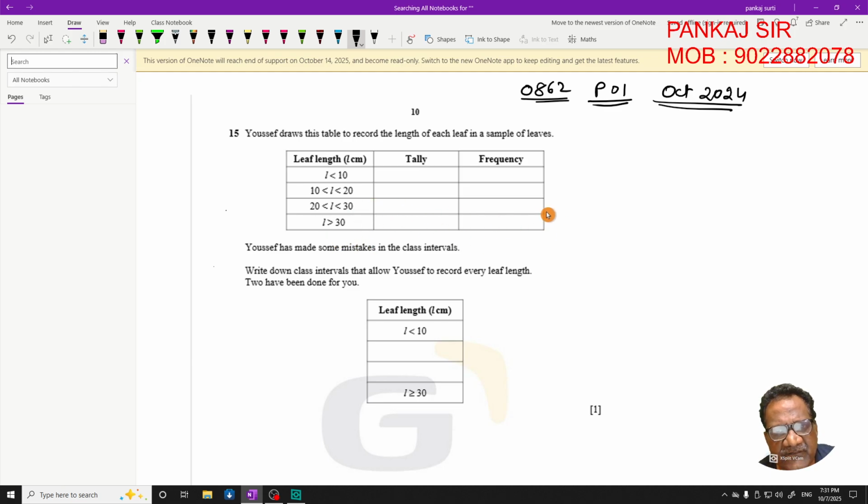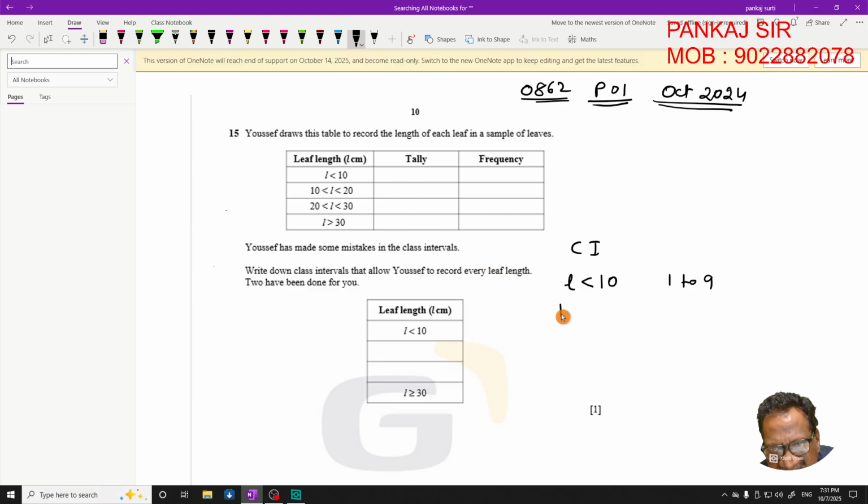Now what is the fundamental principle over here? The class intervals have to be such that, suppose you take L less than 10, the first class interval. In this class interval, all the numbers from 1 to 9 will come. All the numbers in the observation table which fall between 1 to 9 will come in this class interval. What about 10? 10 will not come in the first class interval, so 10 should go in the second class interval, obviously.